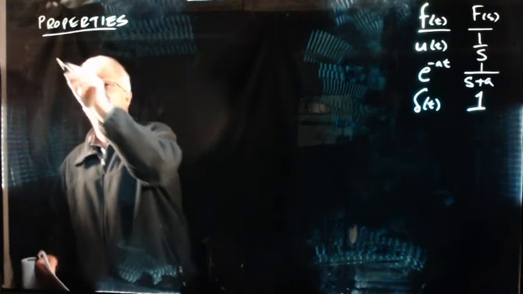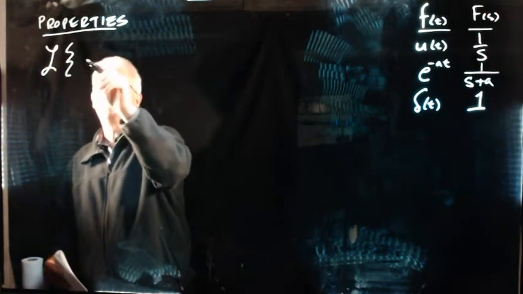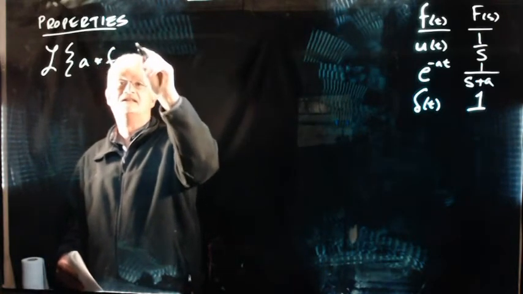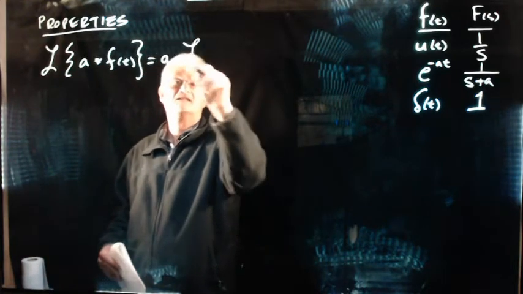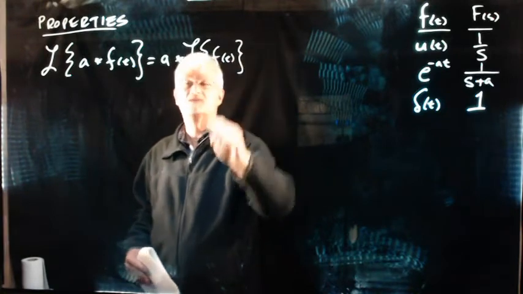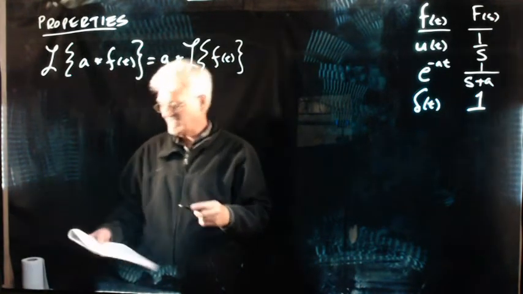We can look at the multiplication by a constant. So we can say the Laplace transform of a times f of t is equal to a times the Laplace transform of f of t. So we can take the a out. If it's a constant, we can take it out of the Laplace transform.